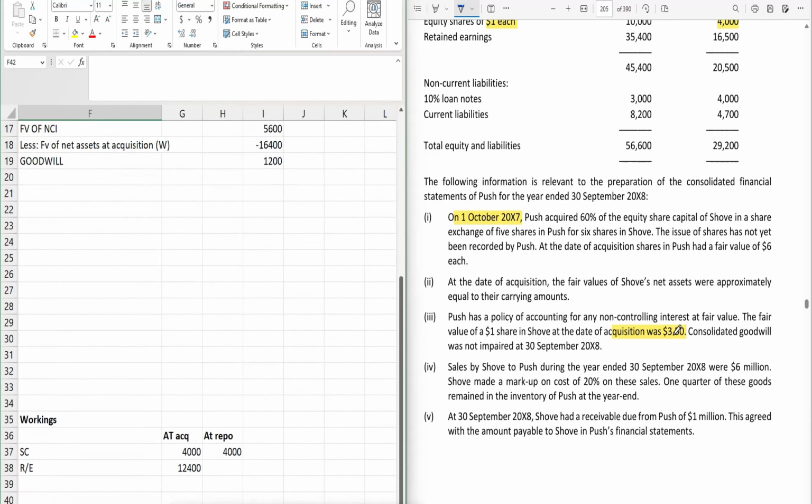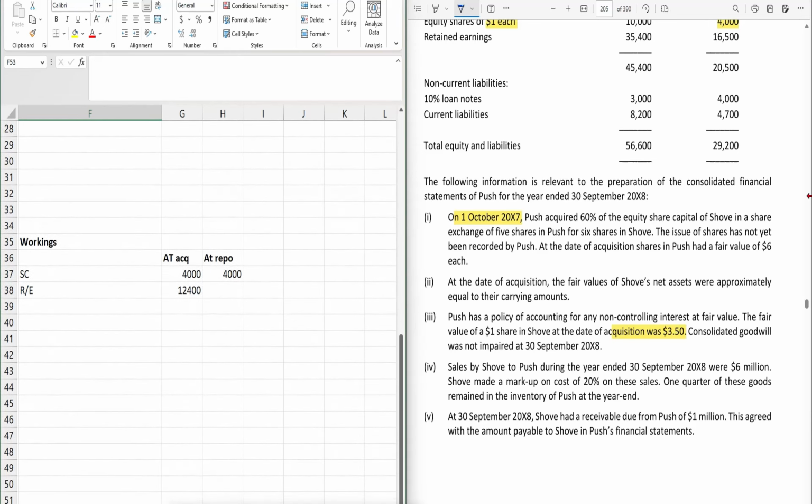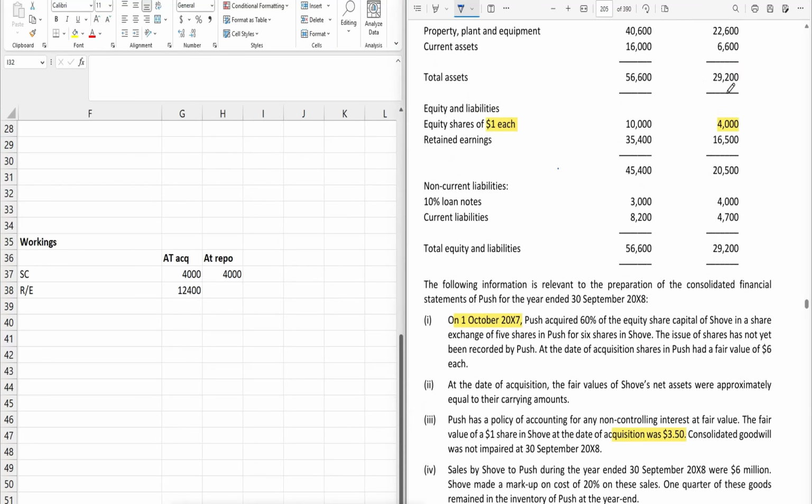And how can we calculate? Here it is. So we will take net asset at acquisition and net asset at reporting for the calculation, but here we only need the net asset value at the acquisition. So what will we take? First we will take the share capital and the share premium. But if we look, there is only share capital in the SOAP account. We will need to take this value from the SOAP account, not from the push account. So we will take the 4,000, and again we will take the retained earning value.